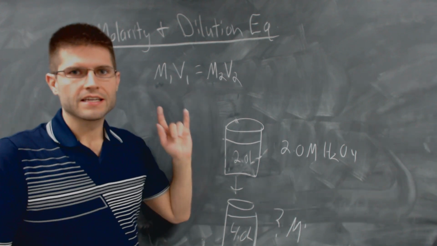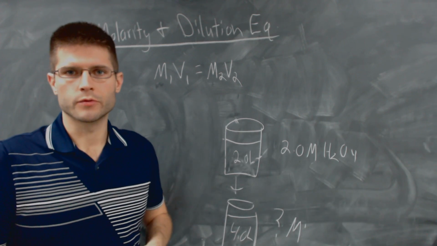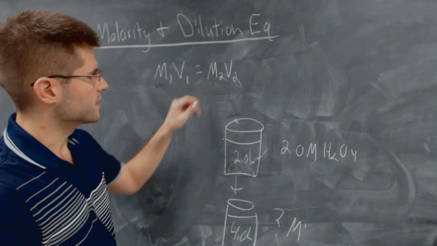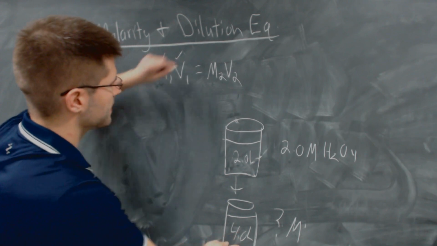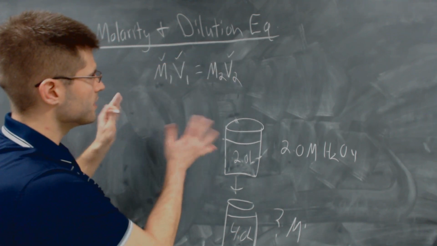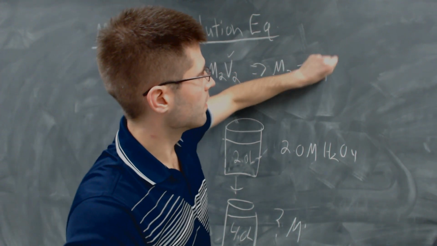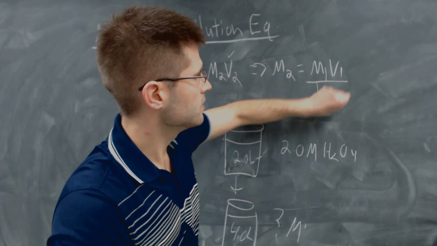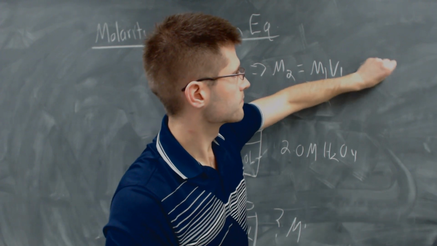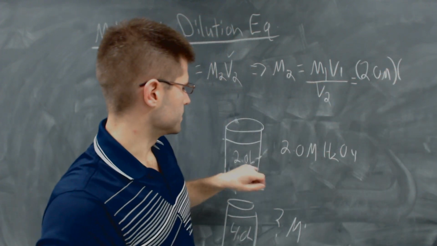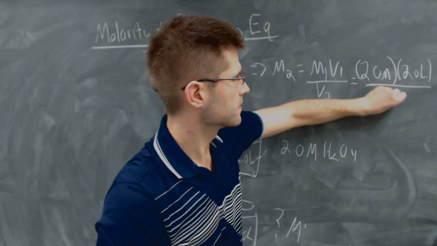This equation can only be used for the dilution problems. It cannot be used for acid-base chemistry, which we will get to on Monday. So let's see what we can do here. We have the initial concentration, we have the initial molarity, and we have the secondary volume. So now we can solve for M2. M2 is just M1V1 over V2. We have all 3 of these variables. M1 was 2.0 molar. V1 was 2.0 liters, and V2 was 4.0 liters.